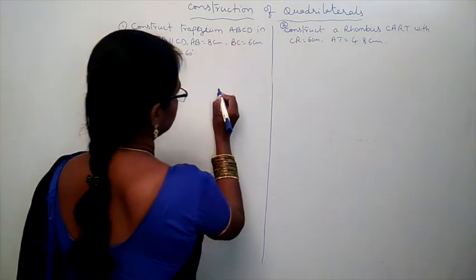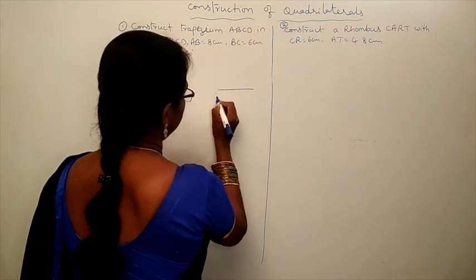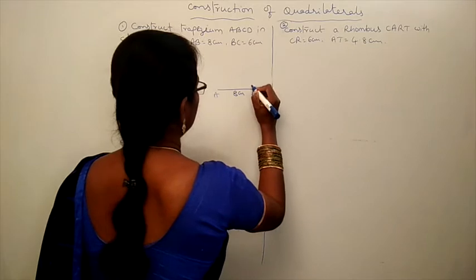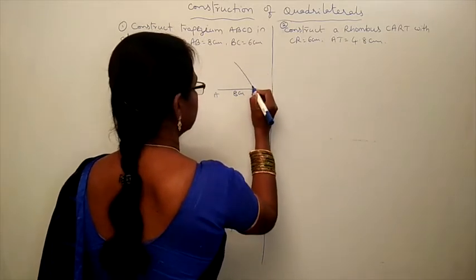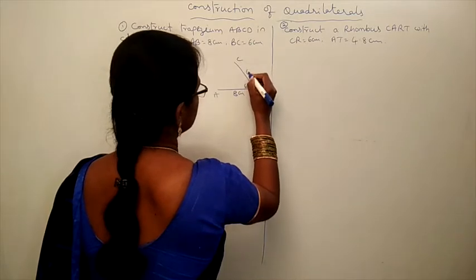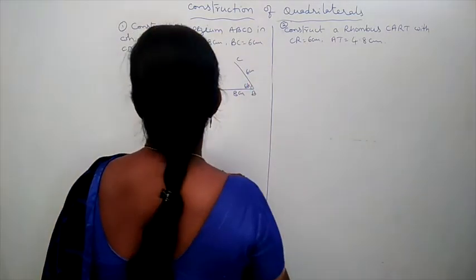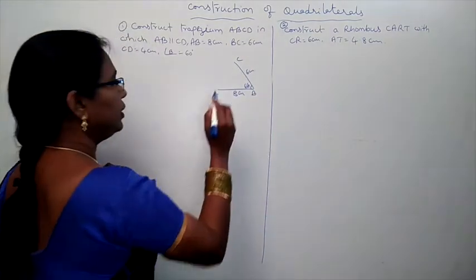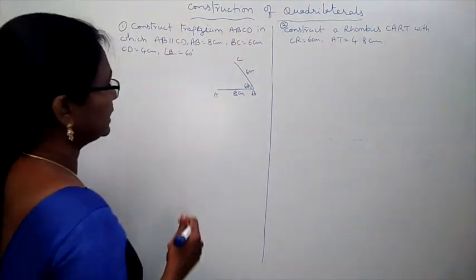Now AB 8 centimeter, angle B 60 degree, BC 6 centimeter, then CD. Now here we don't know the C point. How to draw the CD?